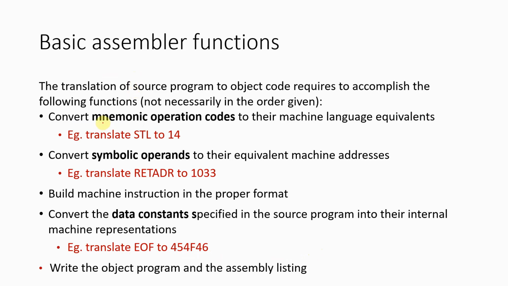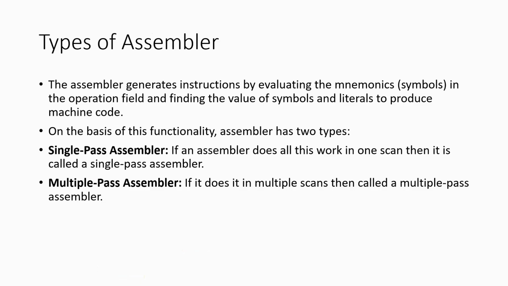These are the basic assembler functions. The assembler will convert the mnemonic operation codes into their machine language equivalent, and the symbolic operands to the equivalent machine address. It will also build the machine instruction in the proper format, convert the data constants of the source program into the internal machine representation, and finally write the object program and the assembly listing.